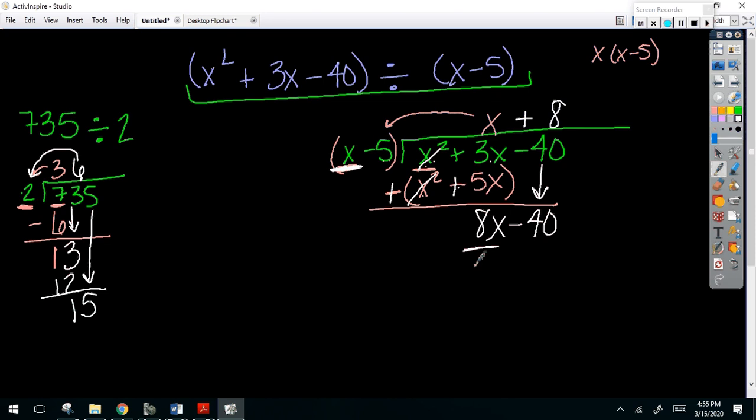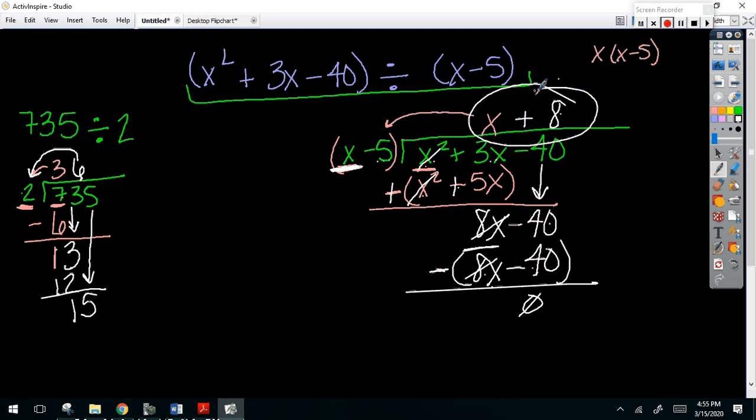So x times what gives you 8x? We multiply around. So 8x minus 40, right? 8 times x is 8x. 8 times negative 5 is negative 40. And so now we subtract. All right. So 8x minus 8x, that's gone. Negative 40 minus negative 40, that would also give me 0. So what this tells me is I don't have a remainder here, right?